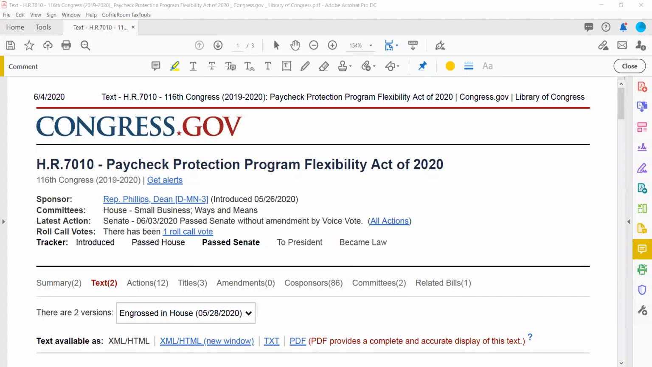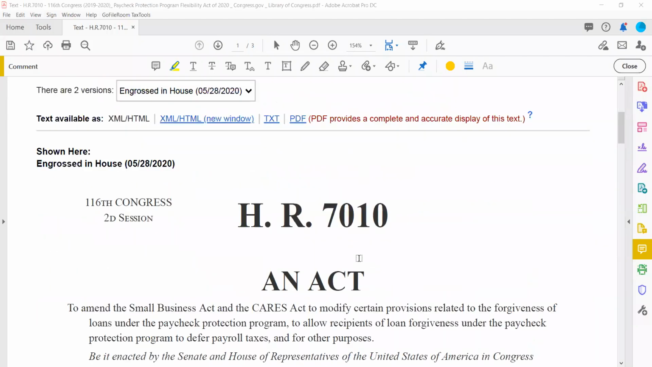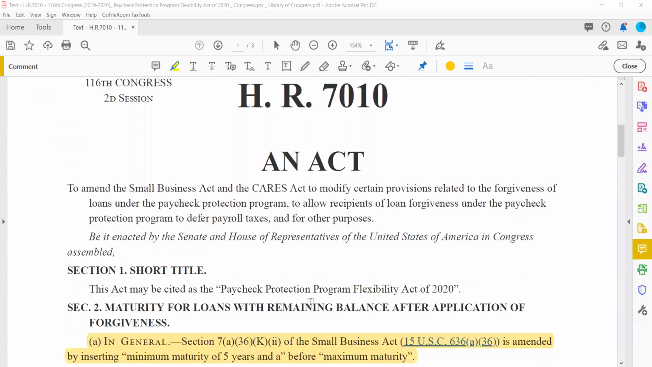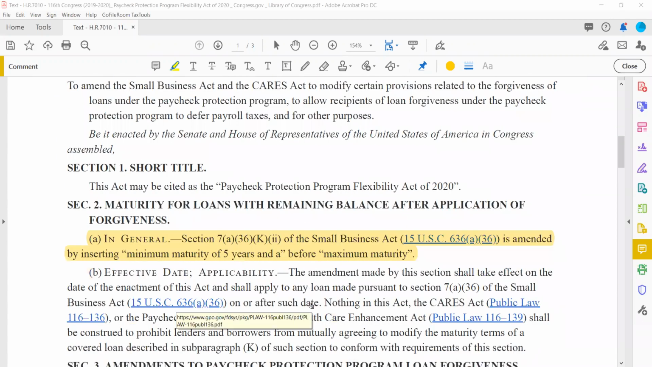So what we want to do today is just really hit the high points. What has changed, what has been updated with this Flexibility Act. So we're going right down to the actual document, and we're going to scan through here. Again, we're going to stay pretty high level, but we want to give you guys the big points that came out of it.